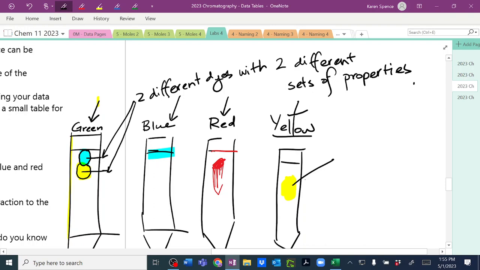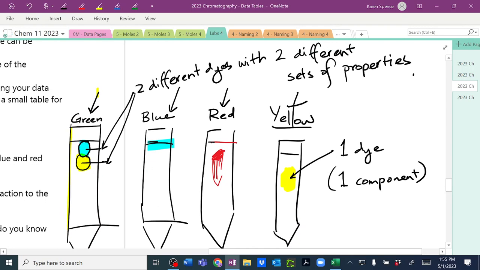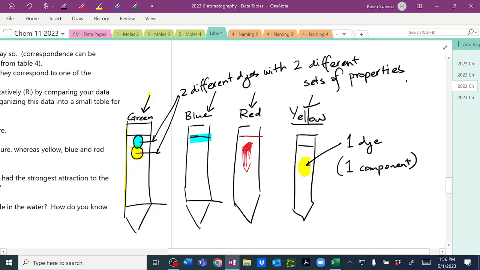Whereas when you have yellow, you have one dye, just one component, one set of properties, and therefore it must be a pure substance. It's all yellow, it's all the same solubility in water, it all sticks to the paper the same amount. Does that? Yes? Cool. Other questions?